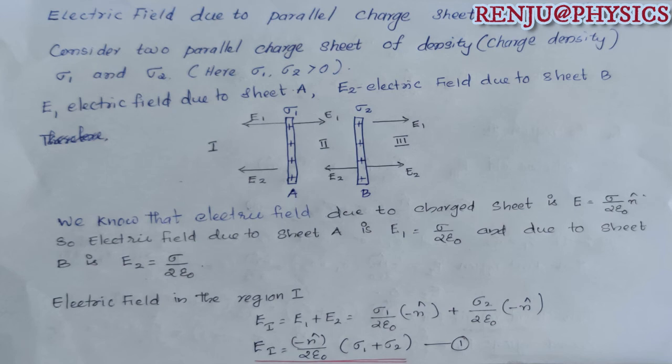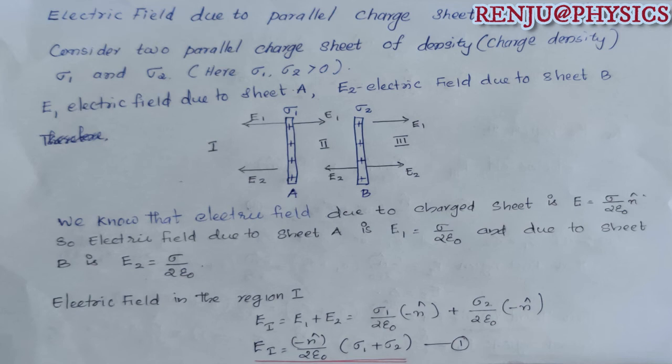Okay, we consider a sign convention. If we are taking the direction from right to left, the value is taken as negative. If left to right, the value is taken as positive. So let's find the electric field in region 1.